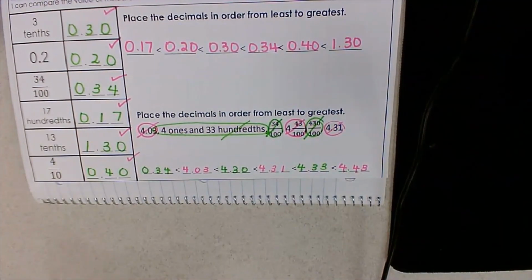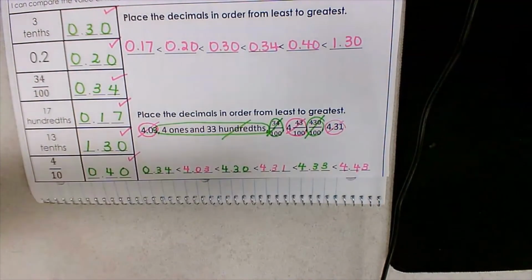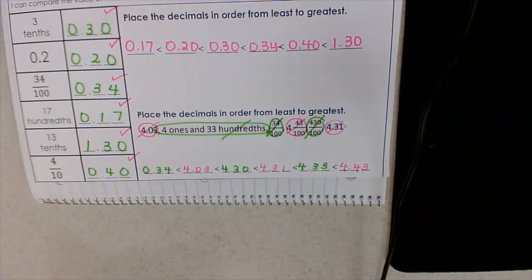The goal is that you can become more automatic with this so that you can just look at a mixed number, a fraction, a decimal, and know what its smallest decimal unit would be so that you can compare.